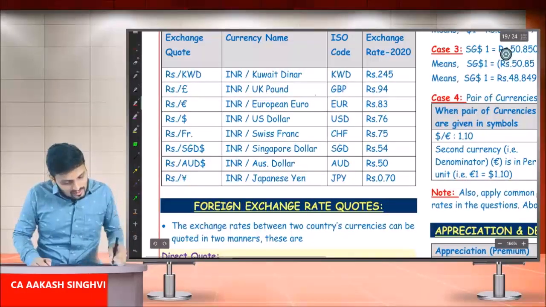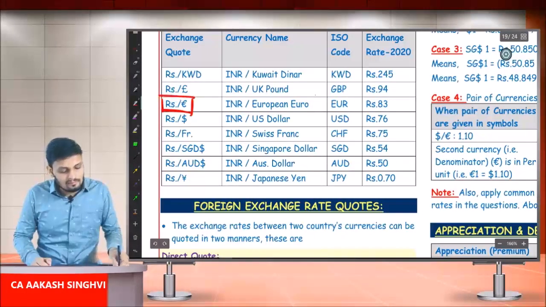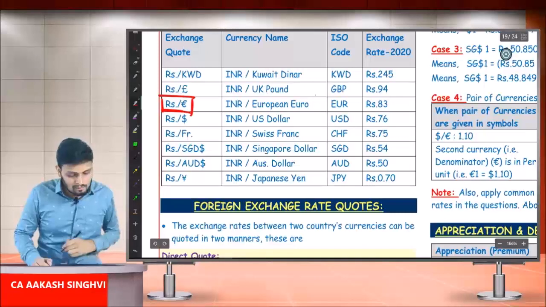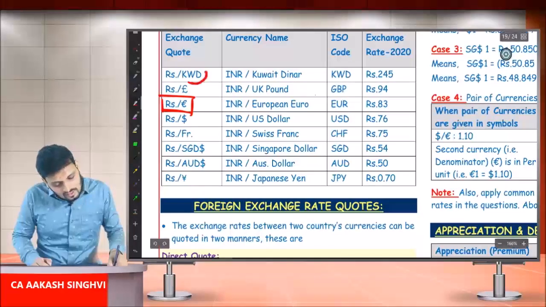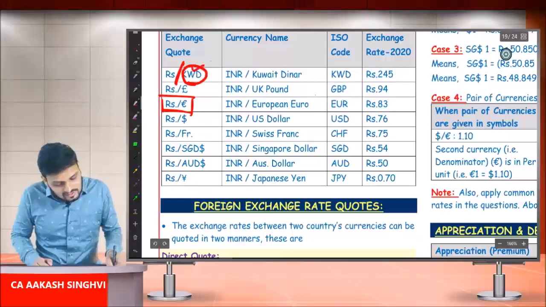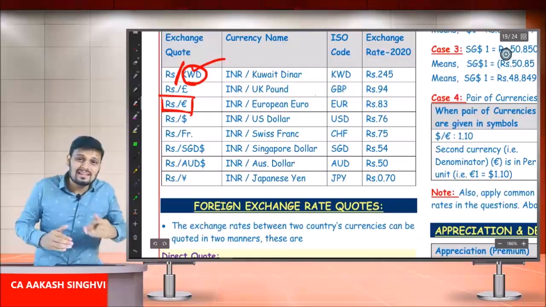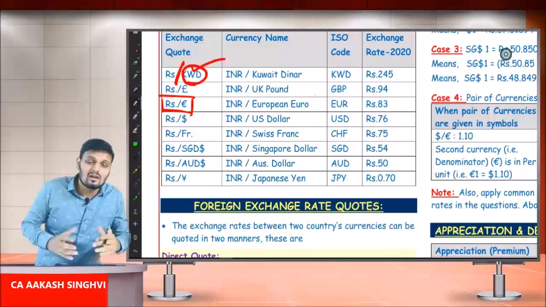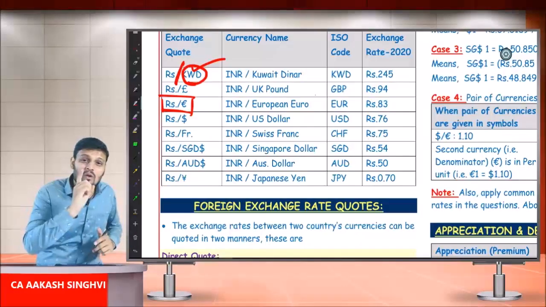The next point, rupee per euro. Now, whichever currency is coming after this 'per', if any currency is in the denominator, can we tell that it is for 1 unit?